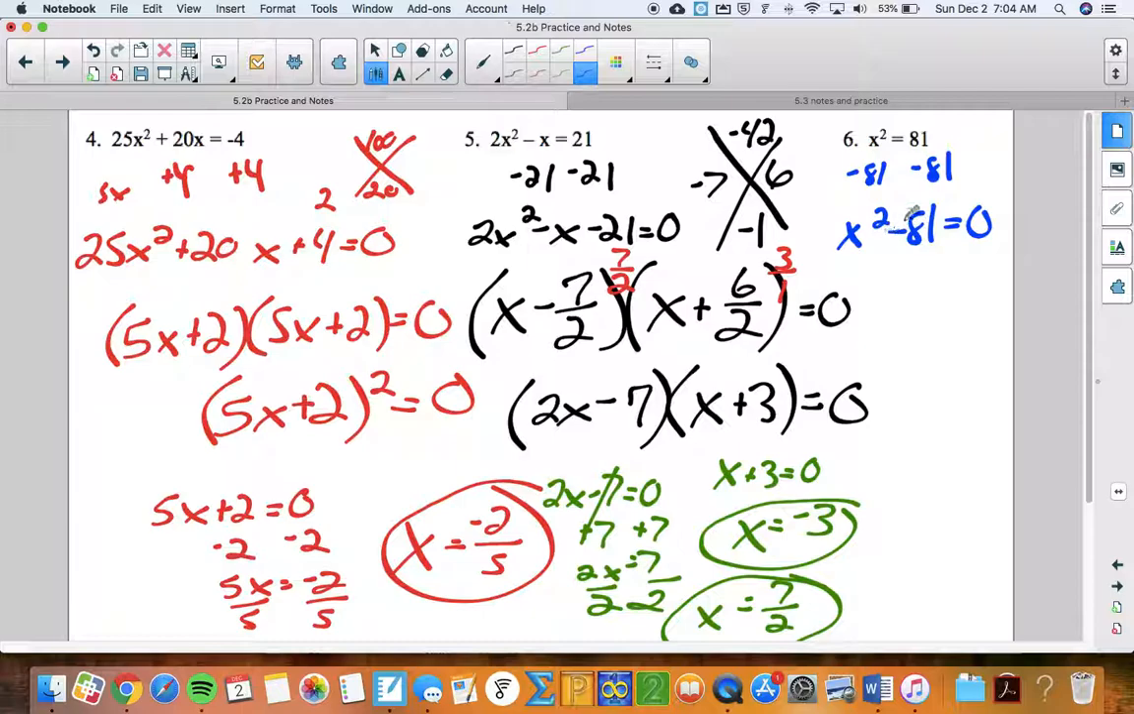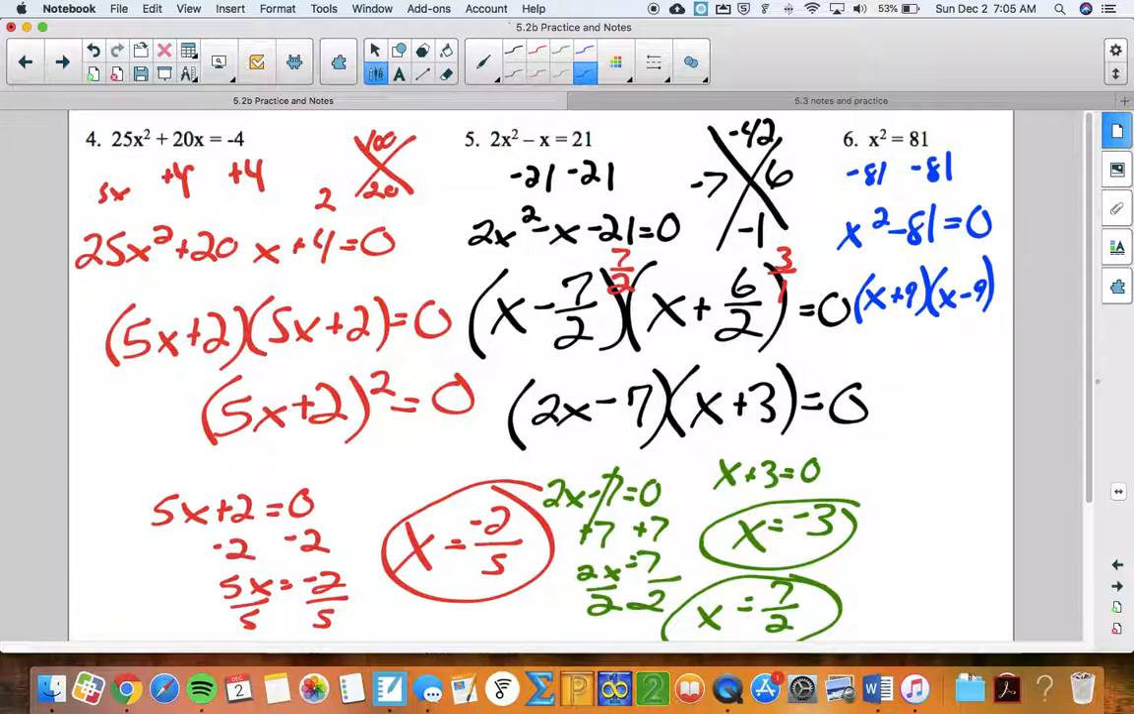But I do notice that there's only 2 terms. And if there's 2 terms, you're thinking, well, could I square root each term? Because then it could be difference of squares. Yeah, the square root of x squared is x. The square root of 81 is 9. So this actually factors to x plus 9 times x minus 9.